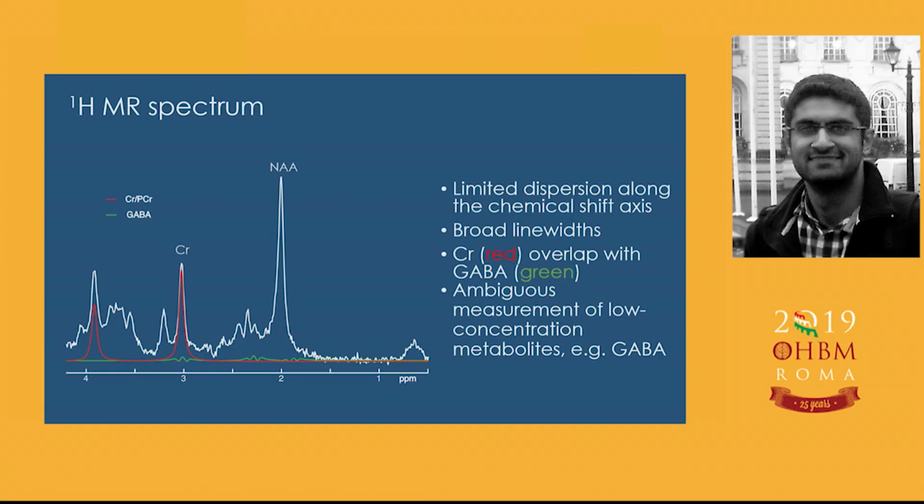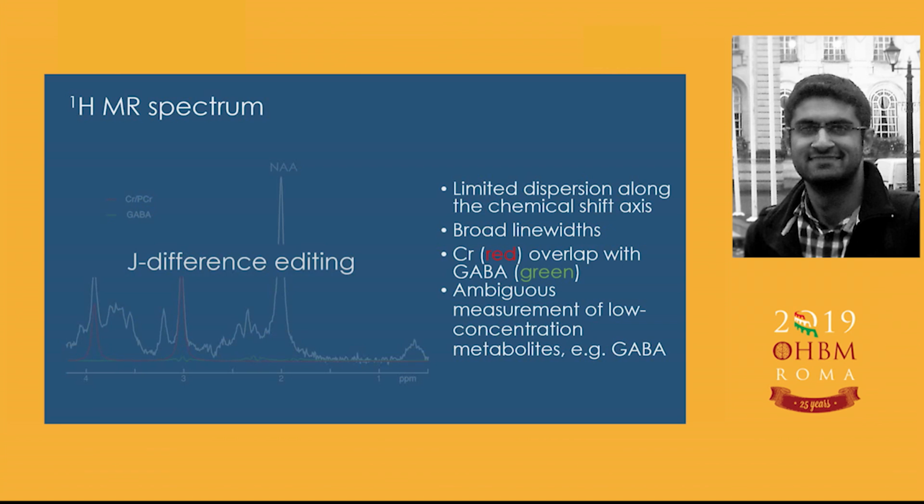So how do we solve this problem? We apply J-difference editing. It's a method that reduces the amount of information in the MR spectrum, removes the overlapping signal, and reveals the underlying signal of interest.